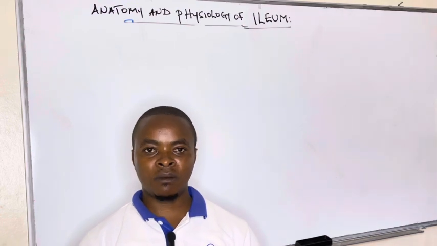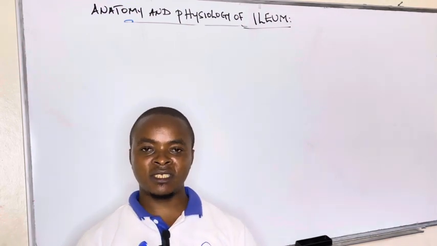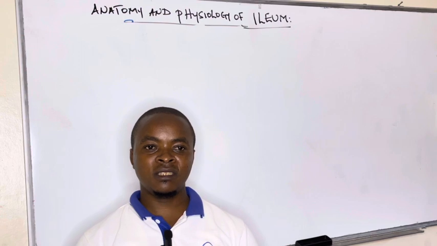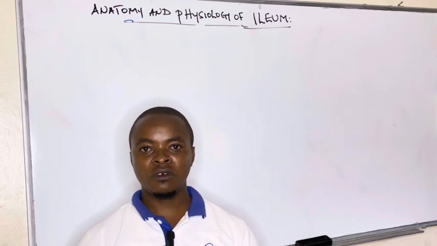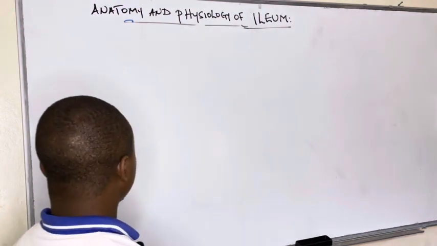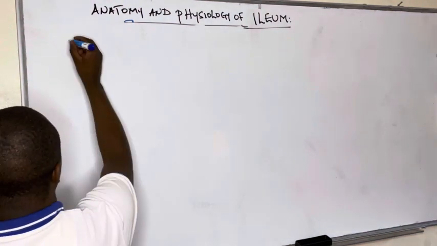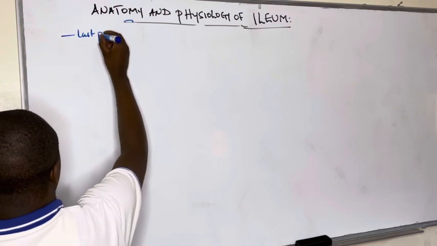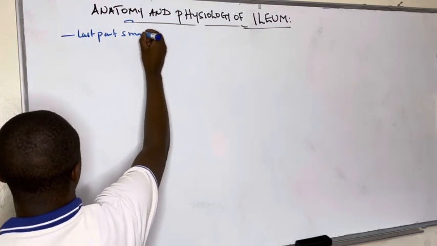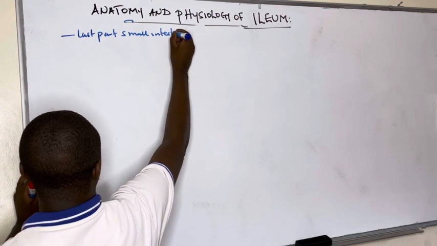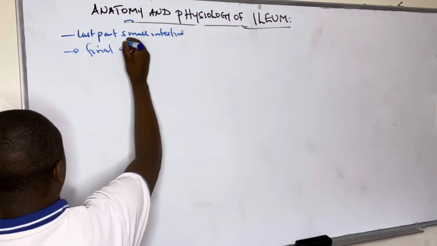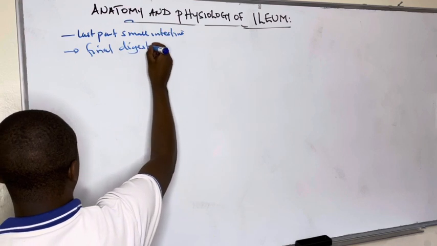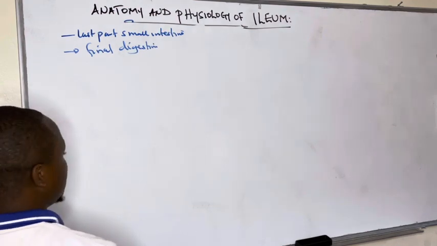What happens in the ileum? We know from the start we have been studying that the ileum, which is the last part of the small intestine, is where final digestion of food occurs. So we see this being the last part of the small intestine. And another thing, it is where final digestion of food takes place.